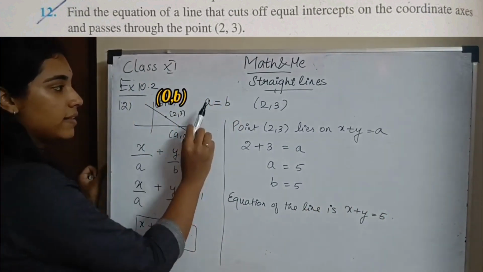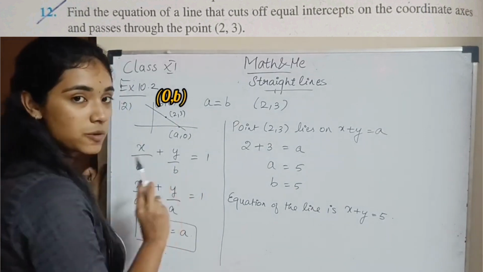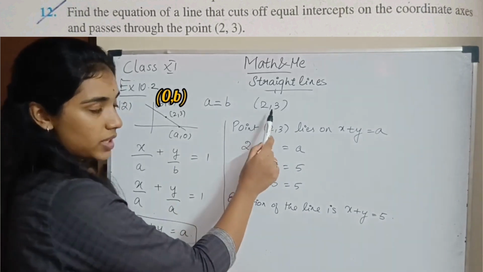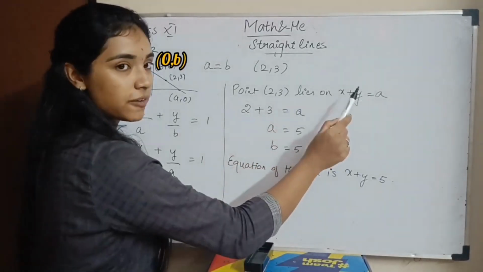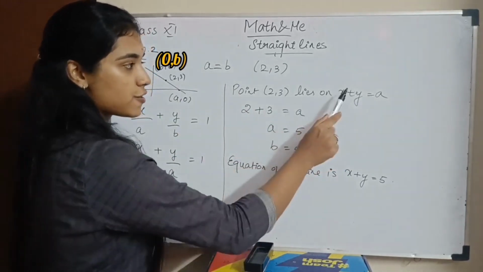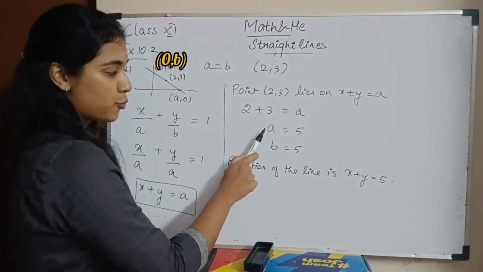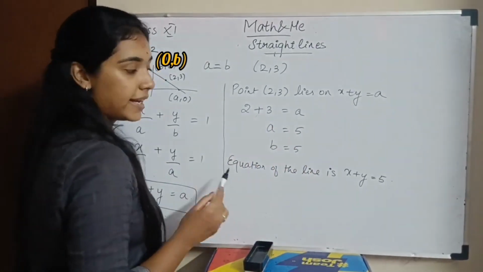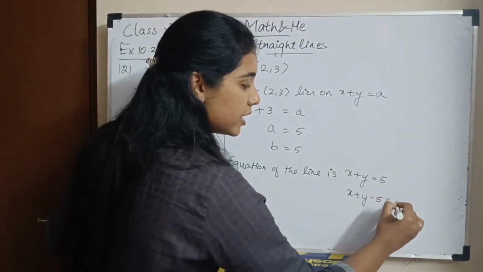It is given that the intercepts are equal. You know the intercept form, x by a plus y by b equals 1. You try to simplify and you get an equation. It is given that this particular point passes through the equation, which means this point should satisfy this equation. So you substitute for x and y and you get the value of a. You put back the value of a in this particular equation to get the equation in terms of x and y. So your equation will be x plus y minus 5 equals 0.